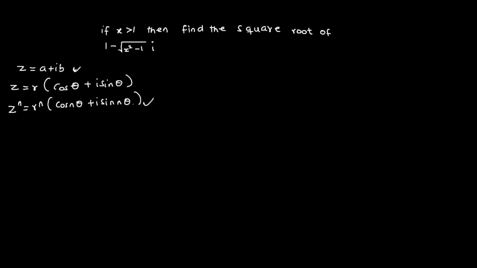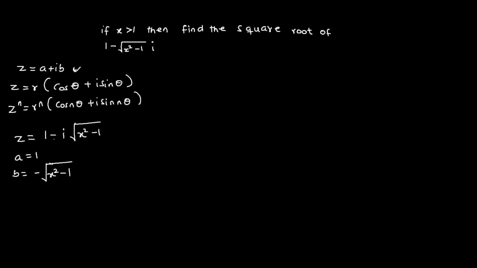So I'm going to apply this to find the square root of this complex number that we have here. So let's look at how you are going to do it. I have z to be equal to 1 minus i, multiplying the square root of x squared minus 1. In this case, I have my a to be equal to 1, and then I have my b to be equal to minus the square root of x squared minus 1. So that's my a, and then that's my b.